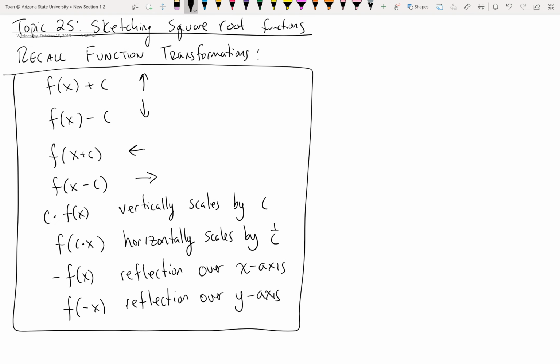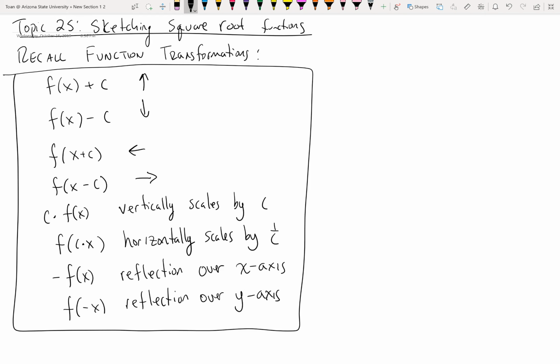So topic 25 is more sketching, specifically the square root function. Now, as mentioned in other topics that involve sketching, it is just using function transformation. So this is probably the third, fourth, or fifth time you've seen this, but you can never see this enough because this is truly important, function transformations. So you have to understand that by altering a function's equation, you produce changes in the graph.